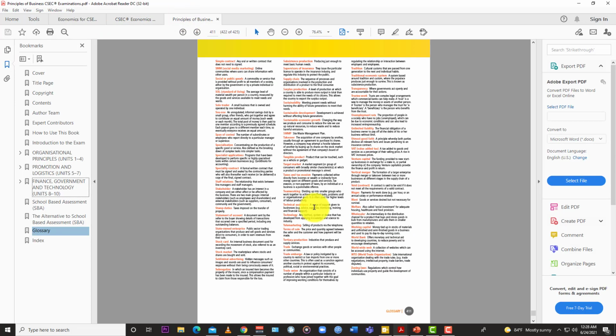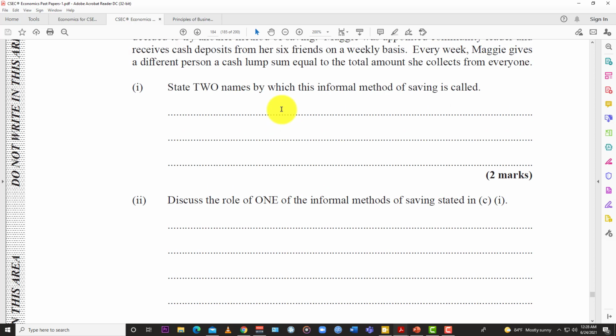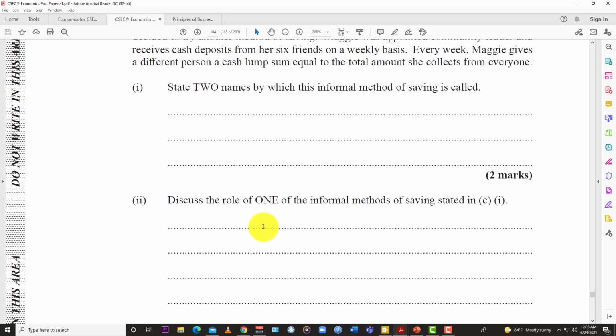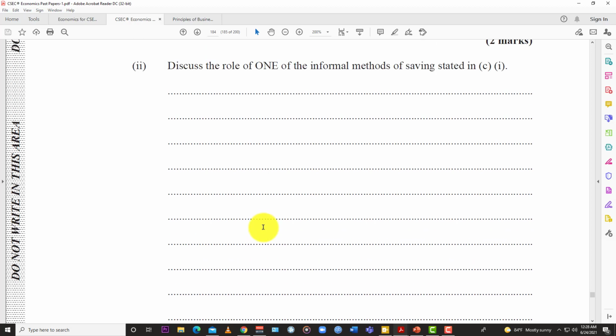Discuss the role of the informal method of saving, the susu. What exactly is susu? Well, like they describe it up here in the stem, everybody comes together, gives me the money, if I'm the head, and I give a different person a hand or their batch when the time is up. Some people do it monthly with some big lump sums, some people do it weekly. That's just how it is. So what is the role of this informal method of savings? Now this is a tricky question, because they're asking for the role, but it's already stated.